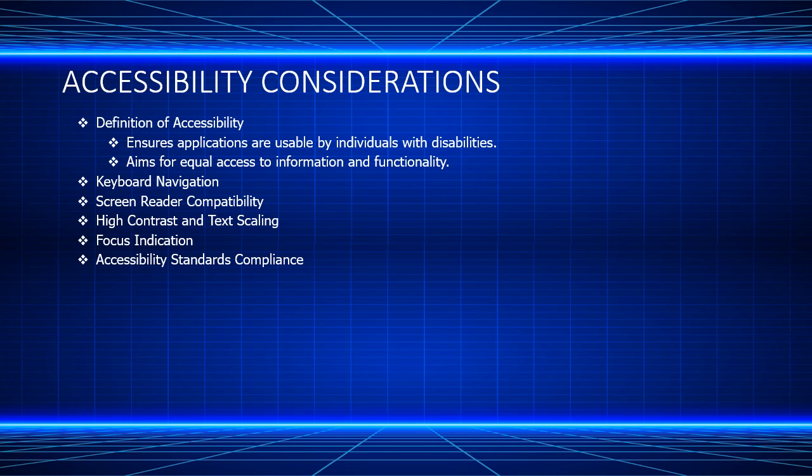Definition of accessibility. Accessibility involves designing applications to accommodate individuals with disabilities, encompassing visual, auditory, motor, or cognitive impairments. Accessible design strives to offer equal access to information and functionality for all users, irrespective of their abilities or limitations.